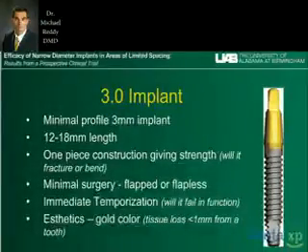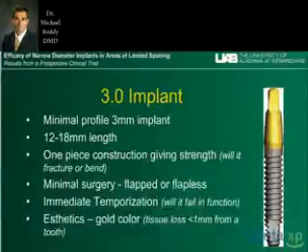This study, much of this data, was based on a 3 millimeter implant that has a minimal profile, and it has lengths that are from 12 to 18 millimeters. And it's interesting that this was an implant that had a one-piece construction at the time.